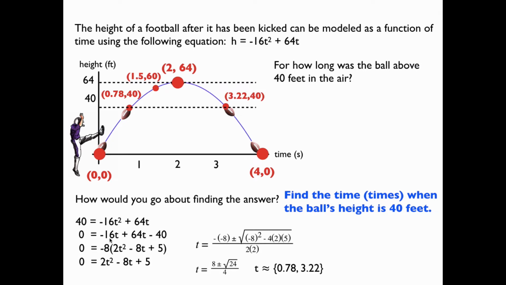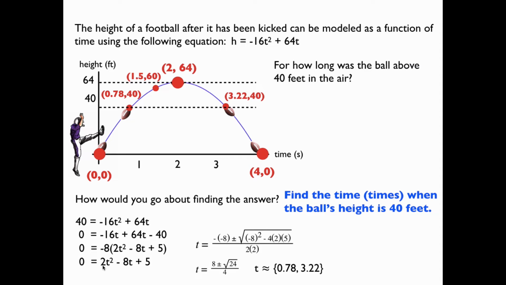So I just factored that out, and then I divided both sides by negative 8, leaving me with the quadratic function 2t squared minus 8t plus 5. Now, I can use these values in the quadratic equation, I can use these values in the quadratic formula and it'll still work.